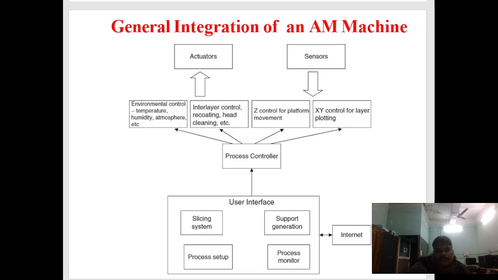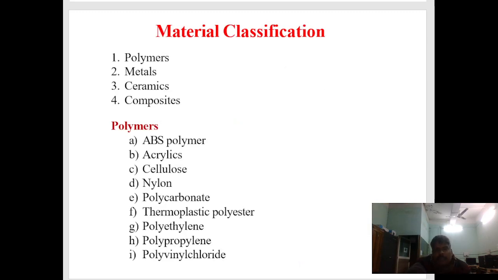General integration of additive manufacturing. There is a sensor and actuator. What does the sensor do? Z control for platform movement, XY control for layer plotting, actuator environmental control: temperature, humidity, atmosphere, interlayer control, recoating, head cleaning, etc. Process controller, user interface, licensing system, support generation, process setup, process monitor, internet.